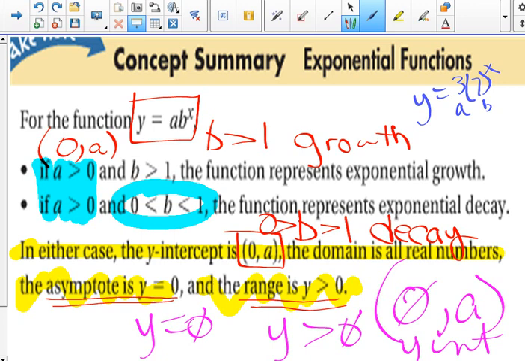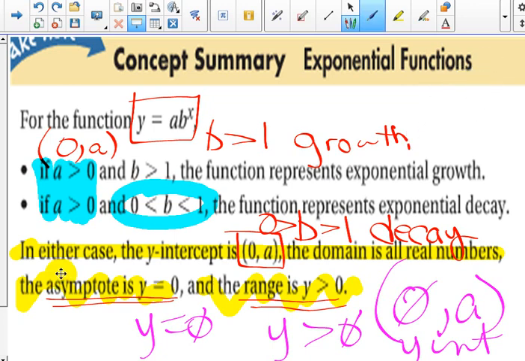And my b, is it between 0 and 1, or is it greater than 1? It's greater than 1, so that means it is a growth. So you're going to write exponential growth there for number 5. That's all they're asking: is it growth or decay? So that's a growth.